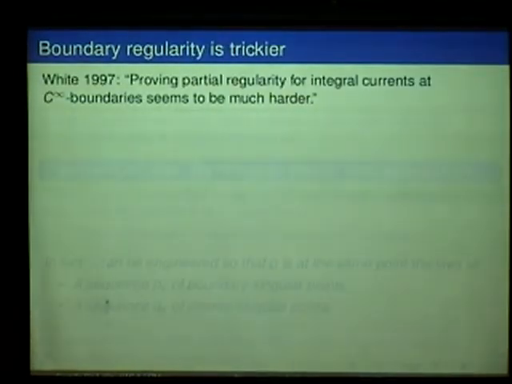Okay, so now, let me tell you that this is way trickier than interior regularity. In fact, I'm quoting this paper by White in 1997. This is the paper where he showed that if you have a real analytic curve and an area minimizer with controlled topology, then there is no branching point at the boundary.